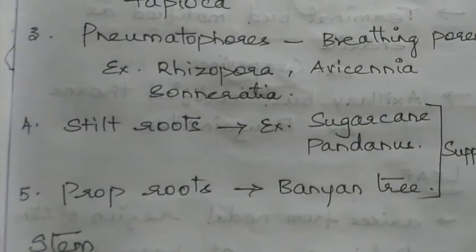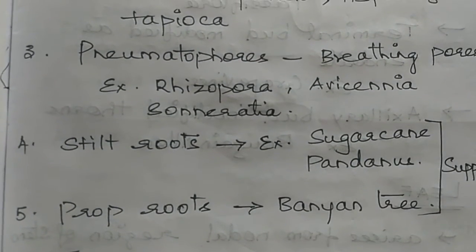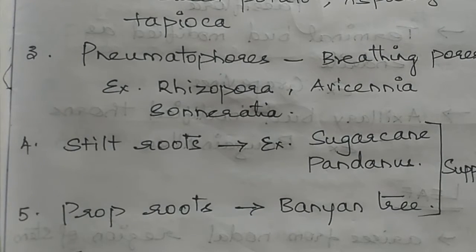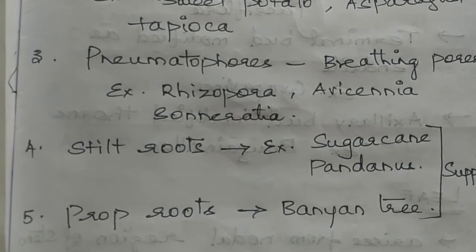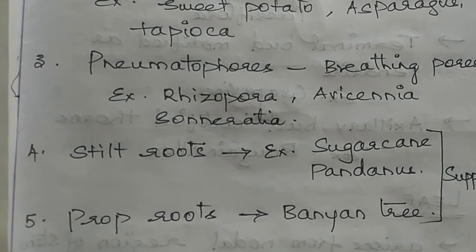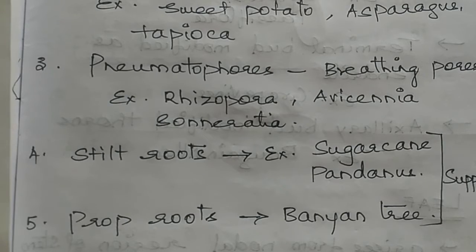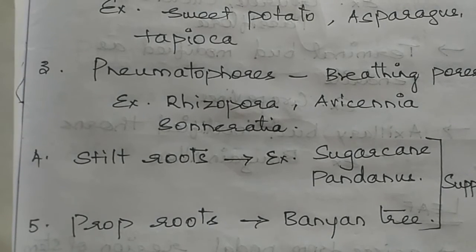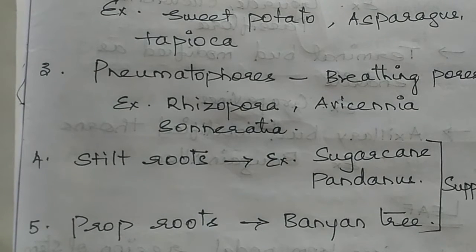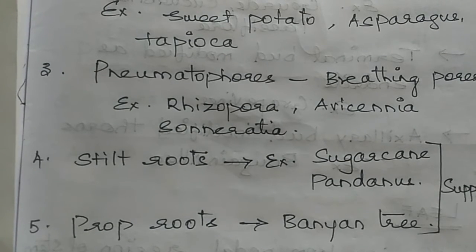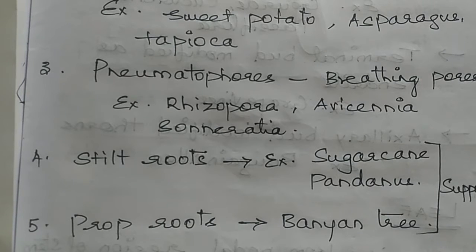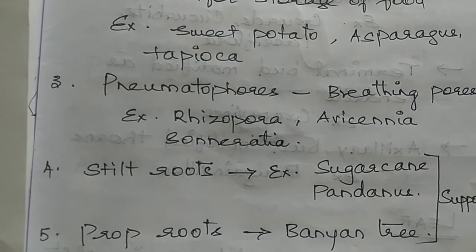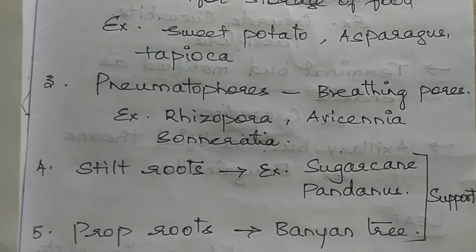And next come the stilt roots and prop roots. So these serve the purpose of mechanical support of the plant. So in the stilt roots, the roots can be viewed above the soil itself at the base of the stem. So this you can see well in sugarcane. And pandanus is also another example for stilt roots. And in the prop roots, many roots are hanging from the branches, so aerial roots, and they are well seen in banyan tree, so they are called prop roots.